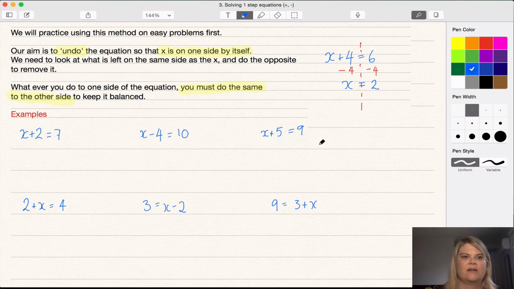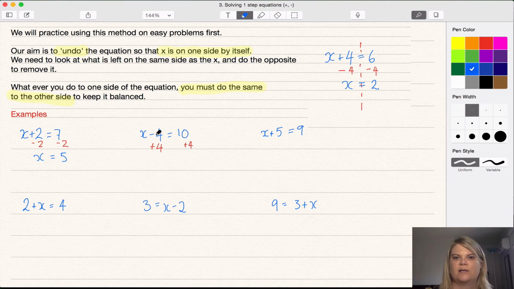Okay, let's have a go at doing this together. We've got a plus 2 on the side with the x that we want to get rid of. Opposite of plus 2 is minus 2. I'm putting it right under the 2 and right under the number. These two cancel. We're left with x equals 7 take away 2 is 5. Second example, we've got a minus 4. The opposite of minus 4 is plus 4. Do the same to both sides. And these two cancel, so we're left with x equals 10 plus 4, 14.